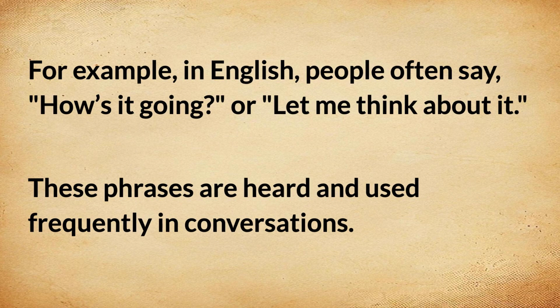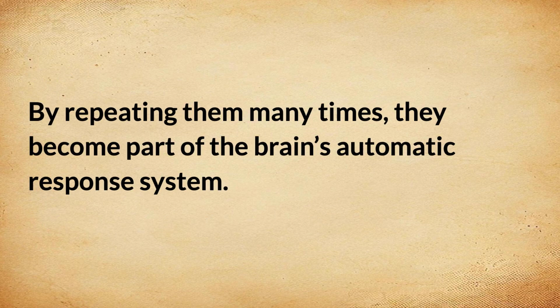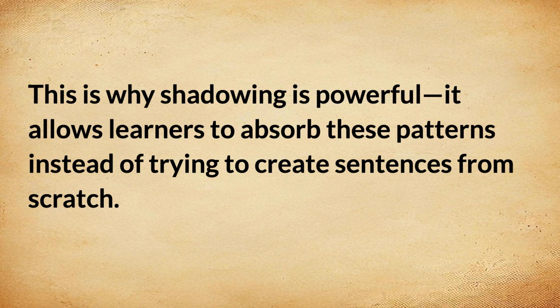For example, in English, people often say, "How's it going?" or "Let me think about it." These phrases are heard and used frequently in conversations. By repeating them many times, they become part of the brain's automatic response system. This is why shadowing is powerful. It allows learners to absorb these patterns instead of trying to create sentences from scratch.